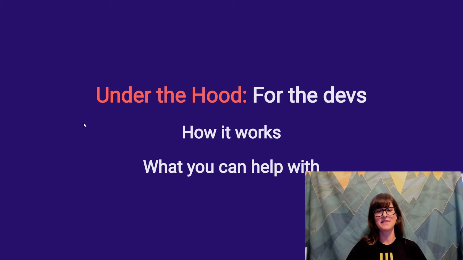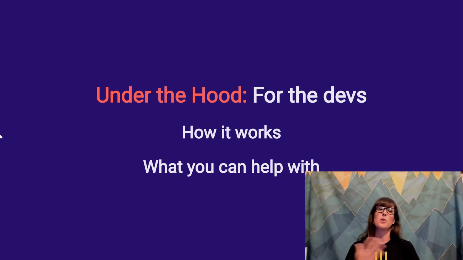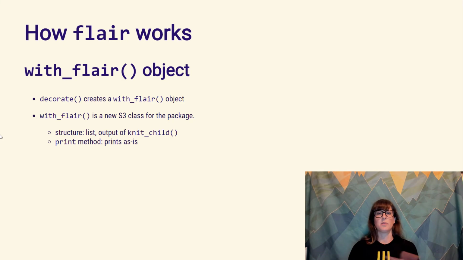Now let me spend my last 5 minutes talking about how this package actually works, how I wrote it, in the hope that some of you are maybe interested in building off of it or contributing to it. So here's how it works. It kind of centers around this new S3 object called a with_flair object. And so that decorate function, what it does is it takes the code chunk name, processes the code chunk, and creates an object of the class with_flair.